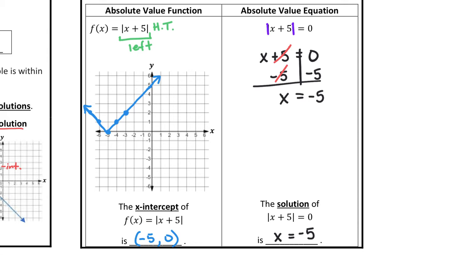So that's the relationship that we're looking at, is that if I have a function that I'm graphing and I find the x-intercept, I can look at the equation of that function. So the function was absolute value of x plus 5. If I set it equal to 0 and I solve for x, that gives me that solution there. Alright, let's go to the next example.